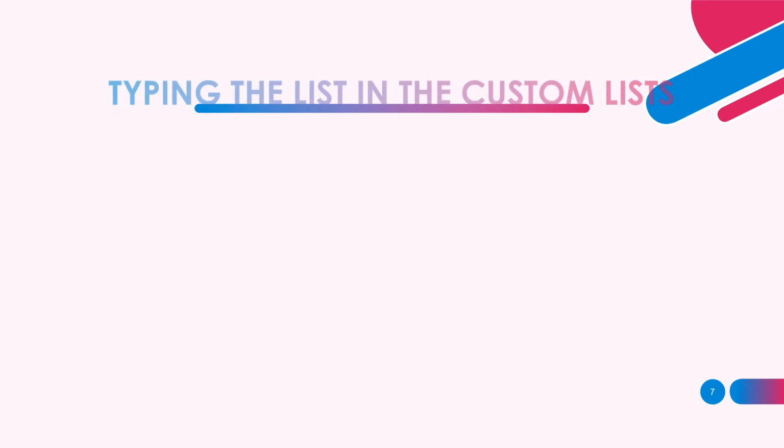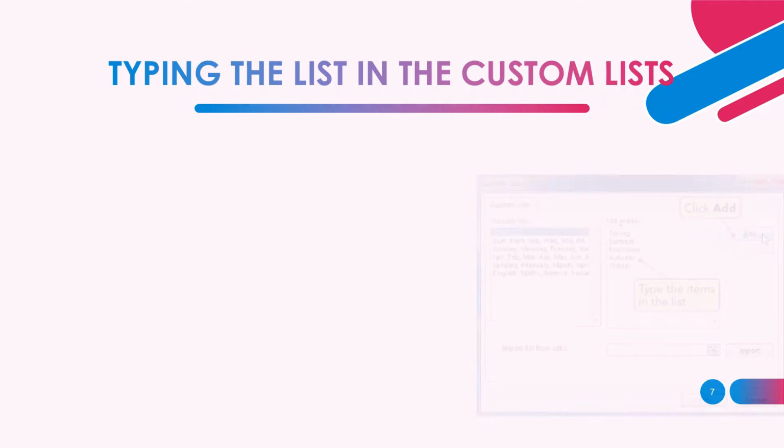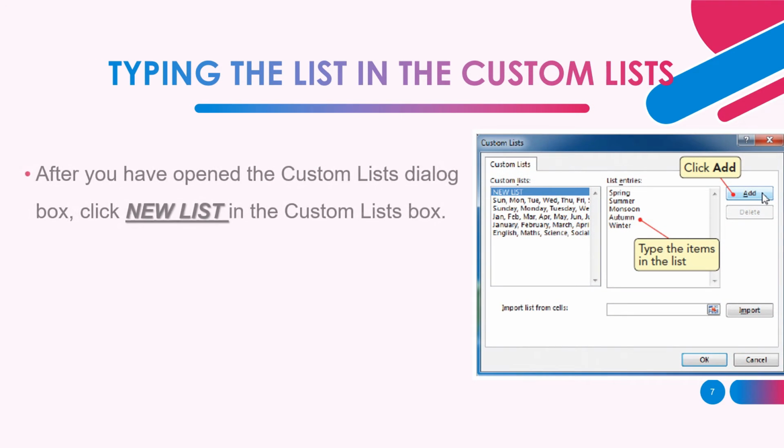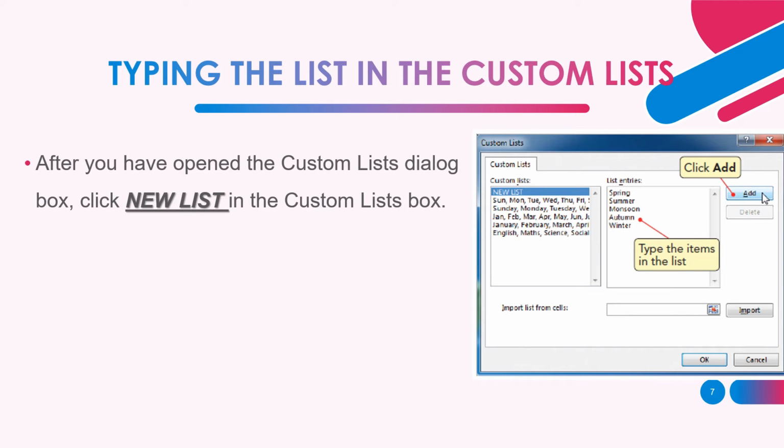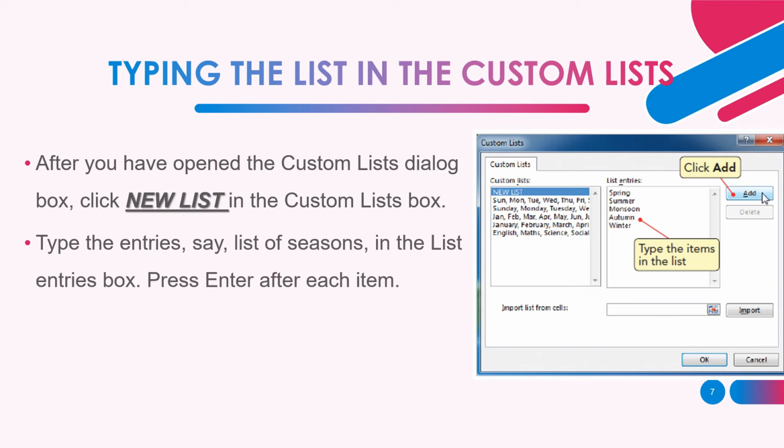The next method is typing the list directly in the custom list dialog box. For this, first you have to open the custom list dialog box. Follow the same method as before and open the custom list dialog box, and then click new list. See here, the new list option is available, so you have to click the new list option.